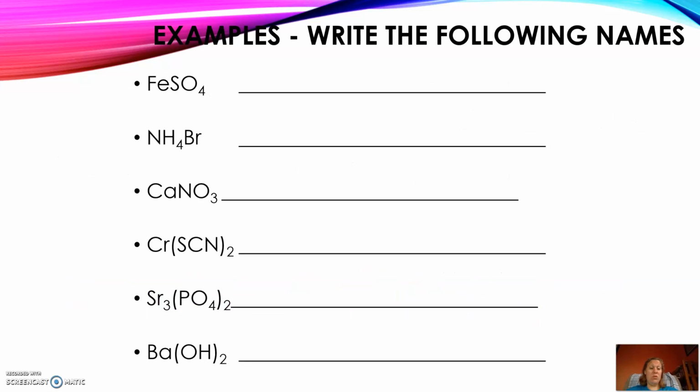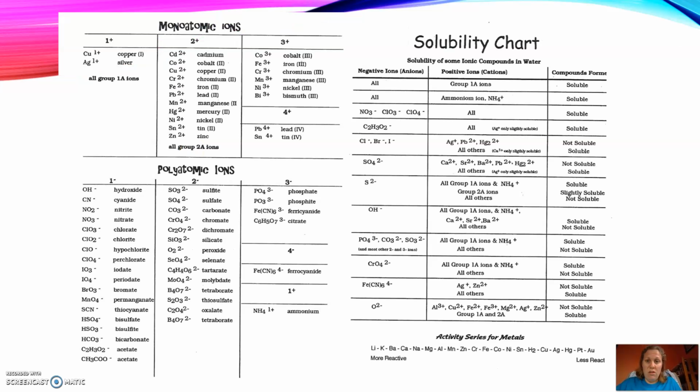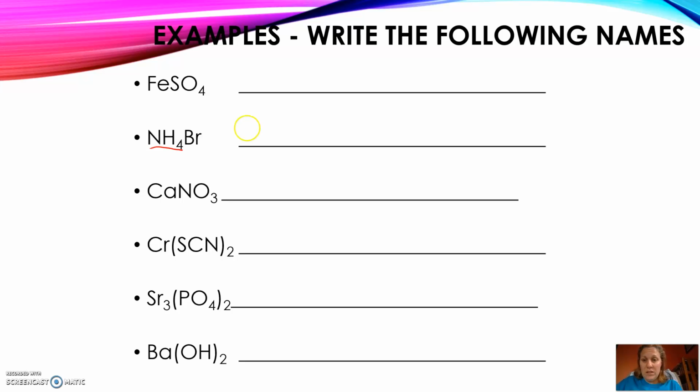Write the following names. So this is what you do. Everything except for ammonium, so I might as well do that one first since I underlined it. Ammonium, there's your NH4, there's your one polyatomic ion. The names, whatever the names are on this chart, that's their name. We don't change anything. So NH4, that is ammonium, so you just write the name down. And then Br, that's bromide.